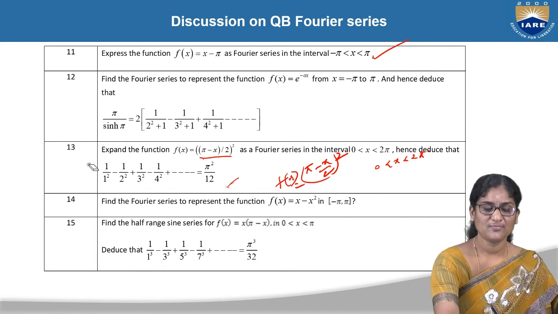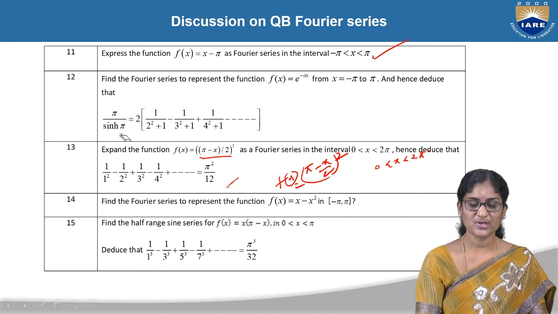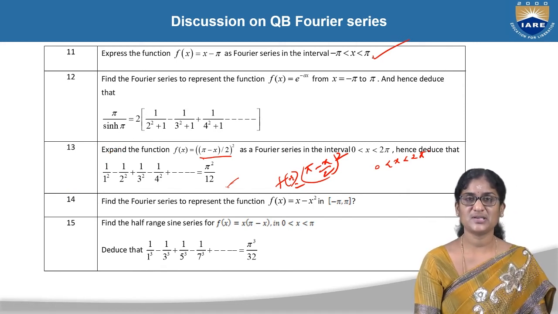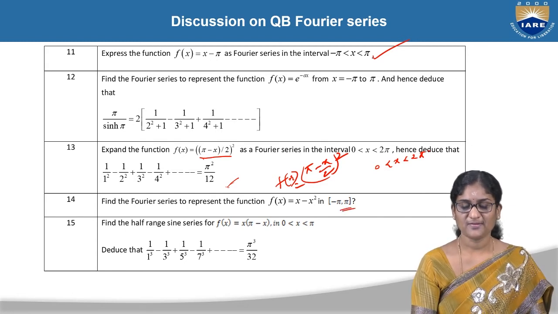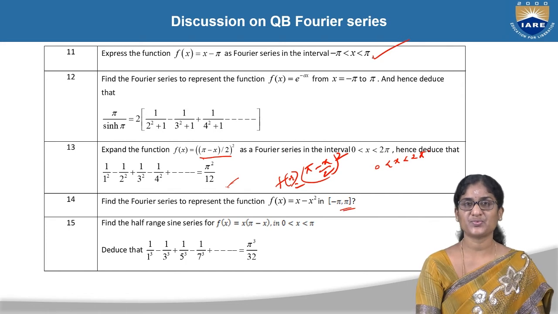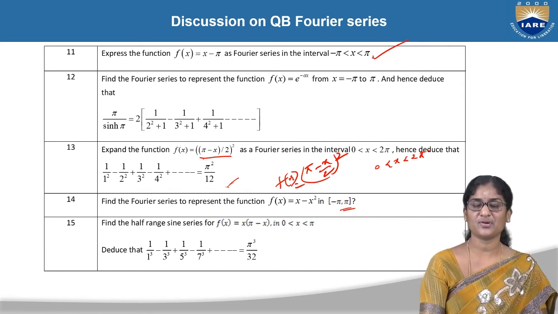And going to the 14th question, find the Fourier series to represent f of x is equal to x minus x squared in the interval minus pi to pi. This question is already done in the previous section, but still let us discuss how to do the problem. f of x is equal to x minus x squared. So it is neither even nor odd. So we need to find all the three Euler constants, a naught, an and bn. Only there will be a change in the interval. What is the interval?